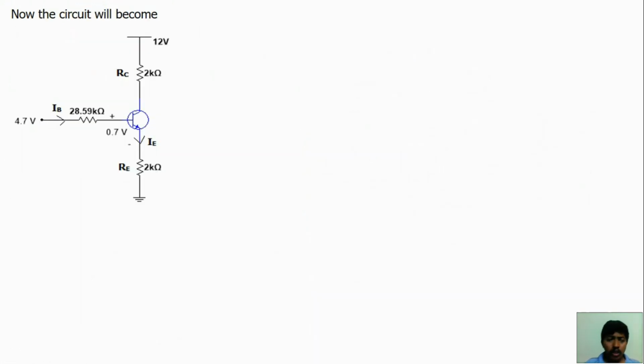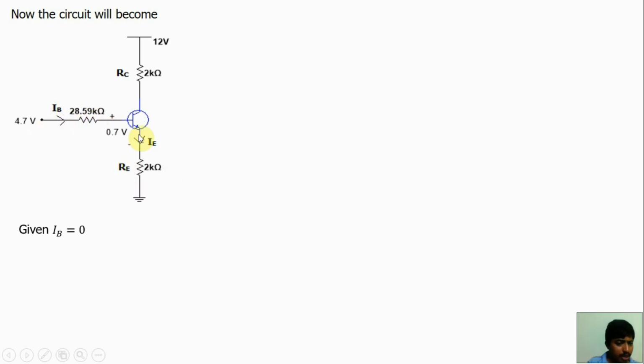Now the equivalent circuit will become like this. Here this is 4.7 volts, the base voltage. This is RB. This is the load. Now the circuit analysis is very easy compared to the voltage divider bias. Just apply voltage law in this junction. Already the base current is given as 0, the base current IB value is 0. So this drop is 0.